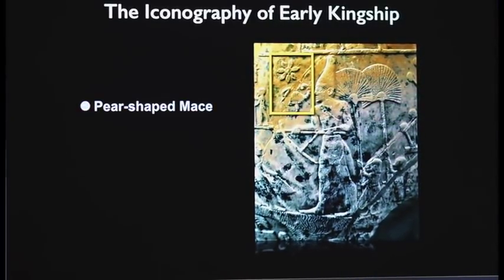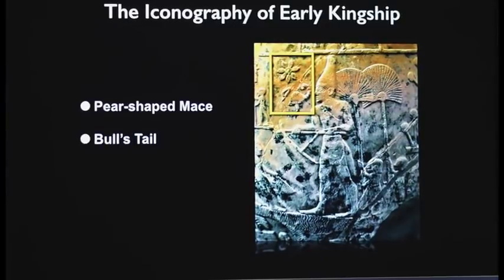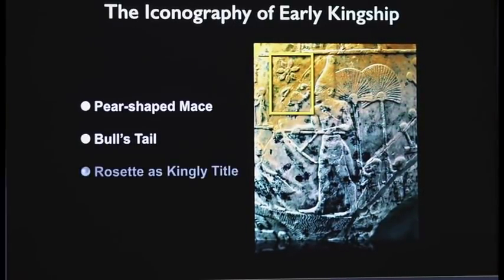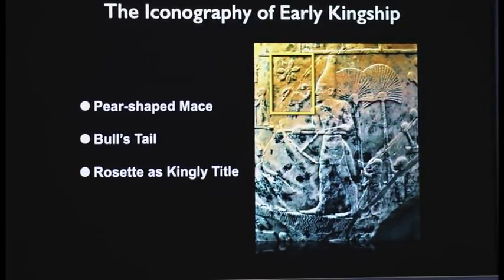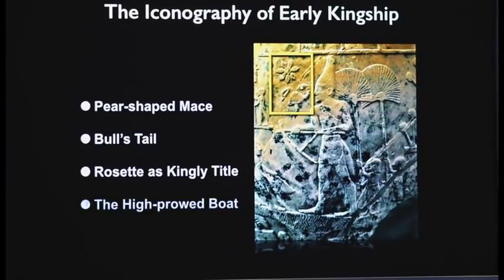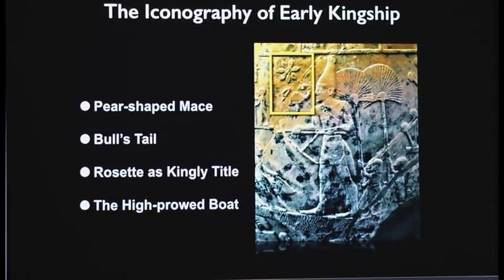So at this time, at the beginning of Dynasty 0, we see the pear-shaped mace appearing. We see the bull's tail on the back of the king representing the bull. We see the rosette, which marks him out as a god king. And we see the high-prowed boats associated with these people in the desert.